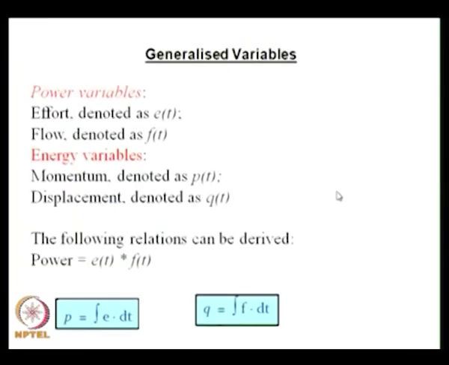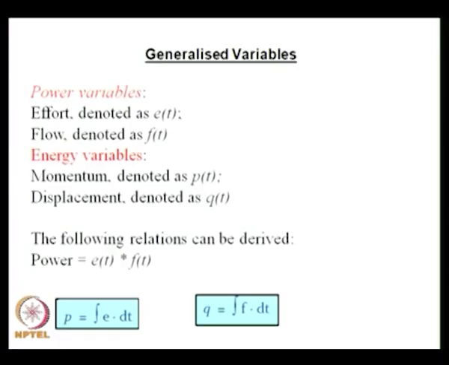Again coming to the generalized variables for the system, we have two important variables, one is known as the effort, the other one is the flow. Effort is normally represented by E and flow is represented by F, they are time dependent variables, so we write them as E(t) and F(t). These two variables represent the flow of power, the power is obtained by multiplying effort and flow, so that defines the power transfer between two elements.